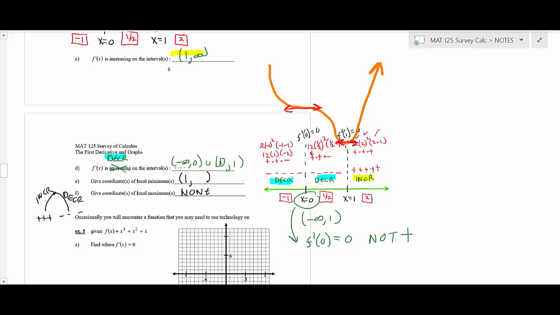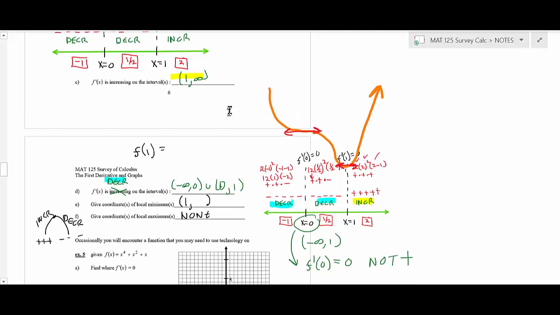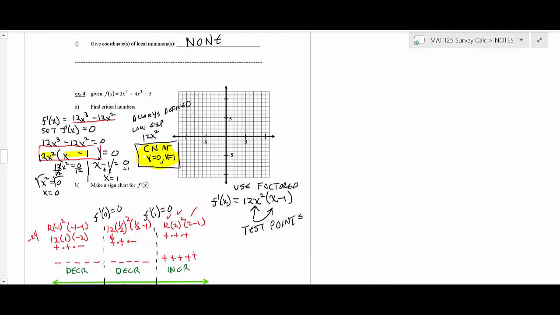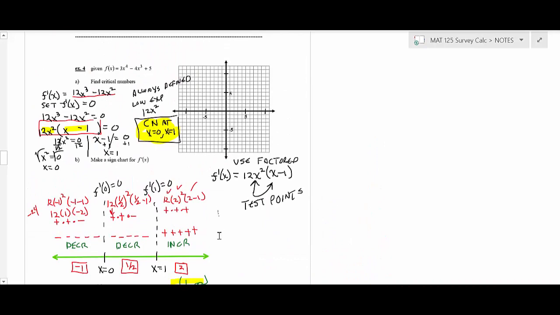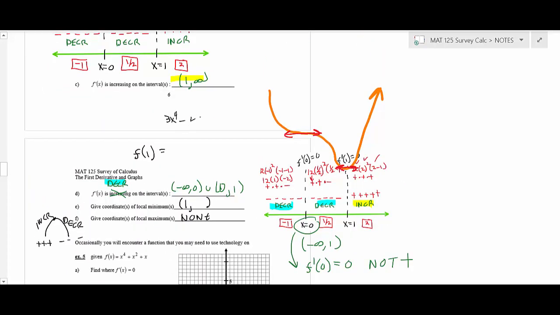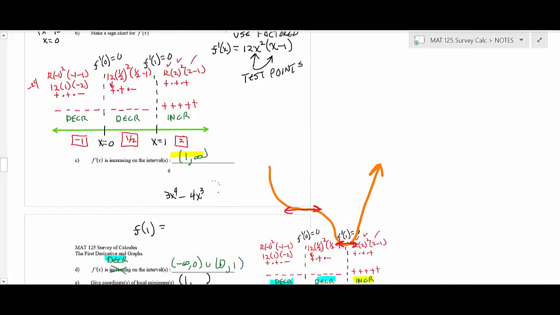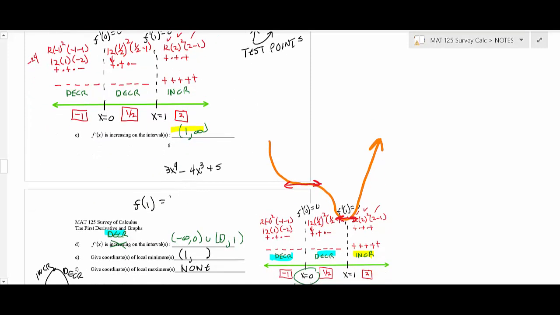All right, now we need to find this y value, so we need to do f of 1. Let me go to the previous page. That function was 3x to the 4th minus 4x to the 3rd plus 5. Bad short-term memory. So I do 3 times 1 to the 4th minus 4 times 1 to the 3rd plus 5. That's 3 times 1 minus 4 times 1 plus 5, which is negative 1 plus 5, which is 4. So that would close off and give you the answer of the problem.